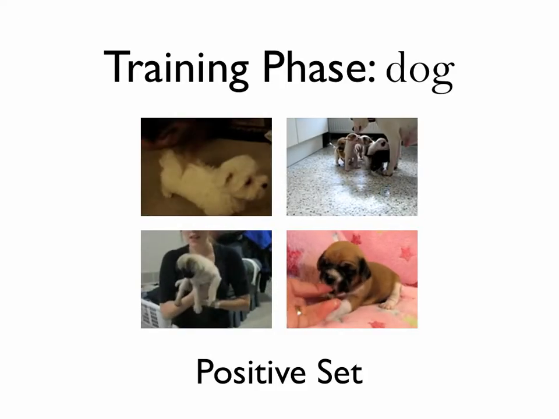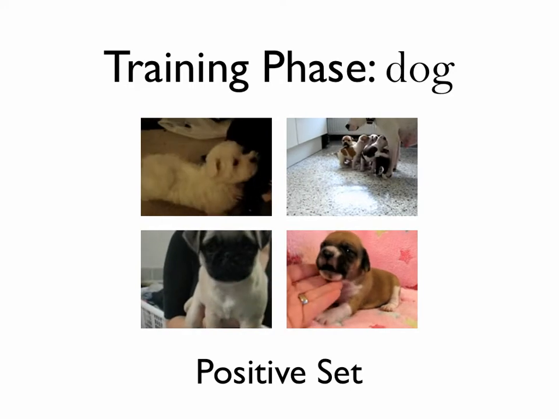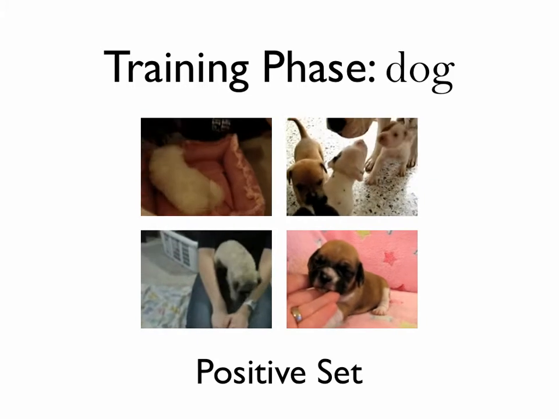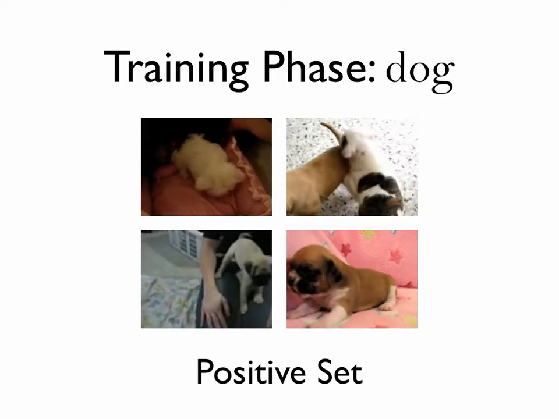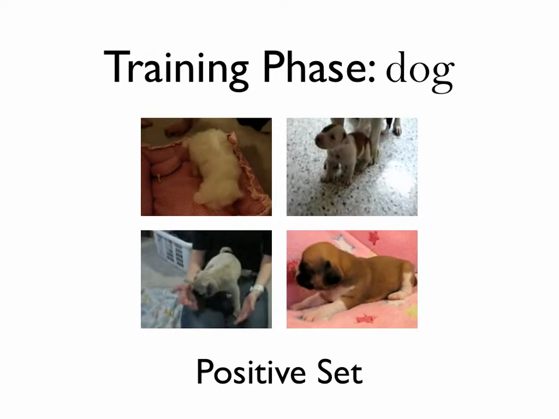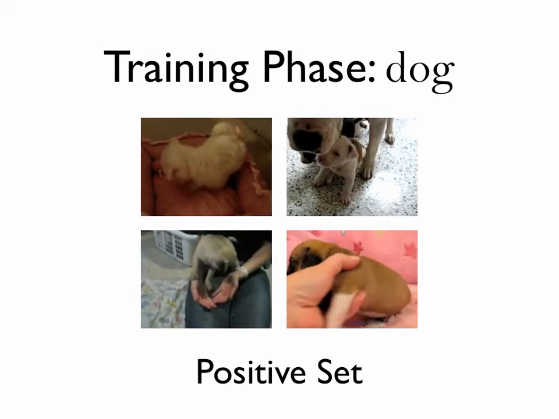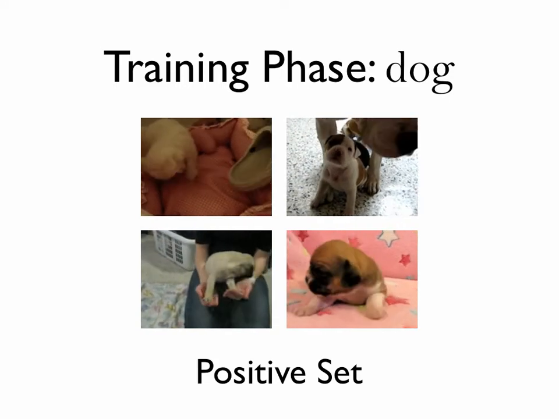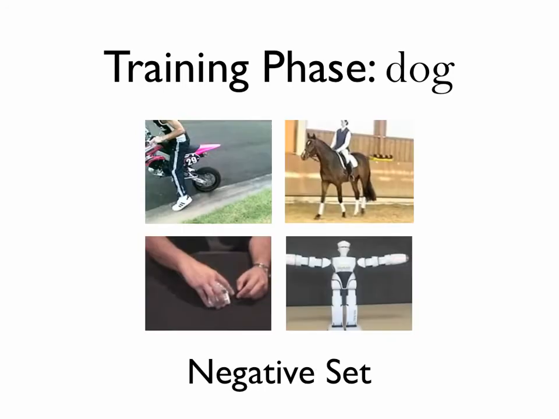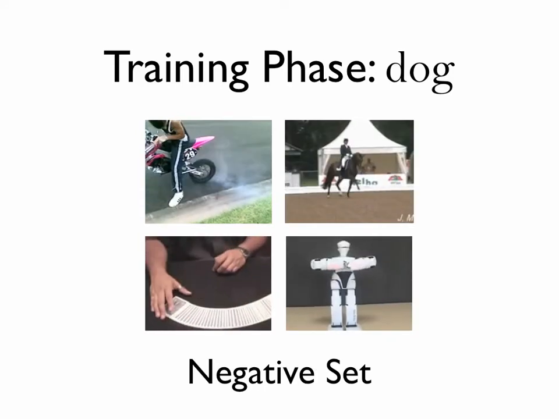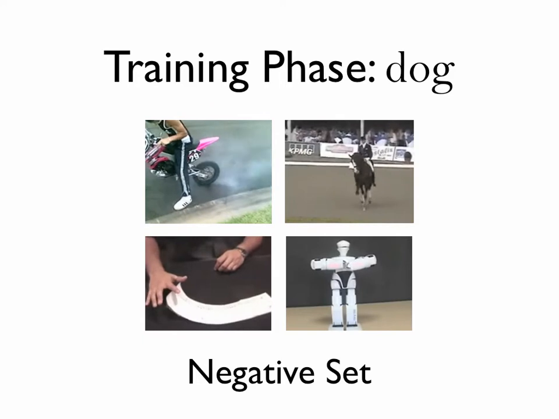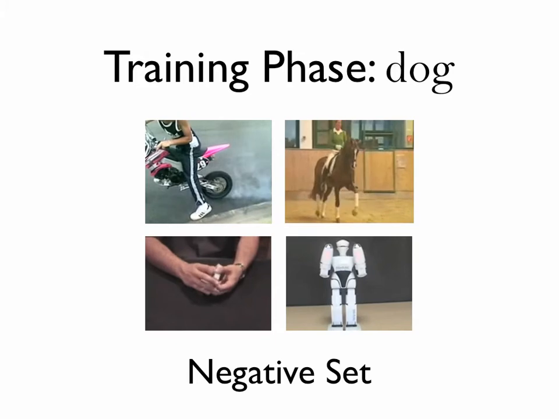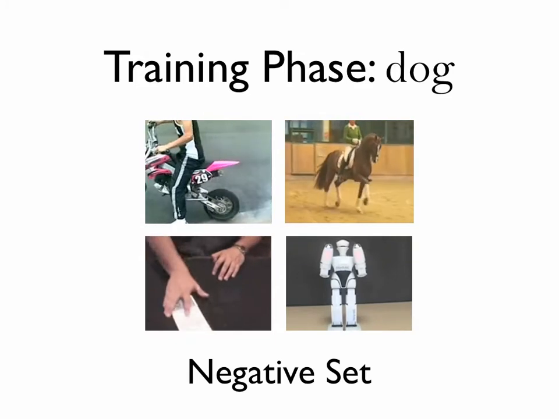Let's consider a detailed example. Say that we want to learn object masks for the concept dog. Our training set will be several thousand videos that are likely to contain dogs, such as the one shown here. Note that we don't actually know which pixels belong to the dog and which belong to the background. Our negative set contains large numbers of videos that probably don't contain dogs. Our hope is that we can learn what differentiates dog pixels from the background by watching many such videos.